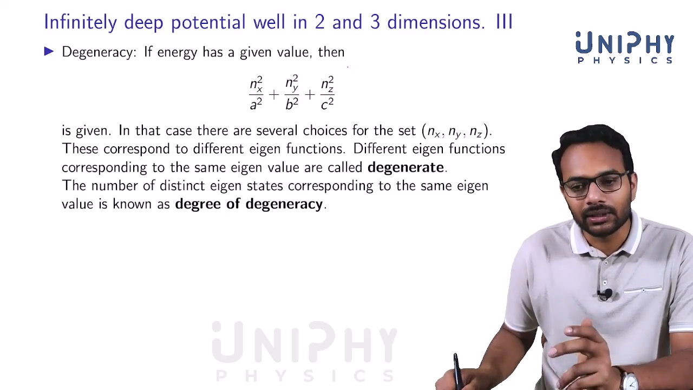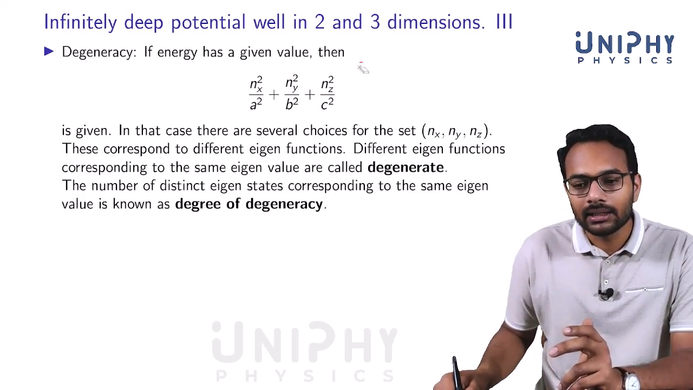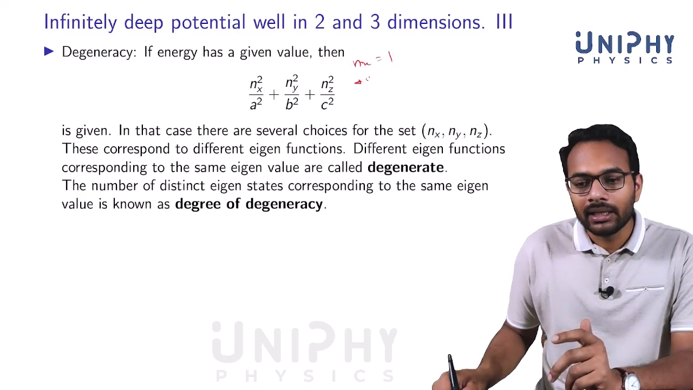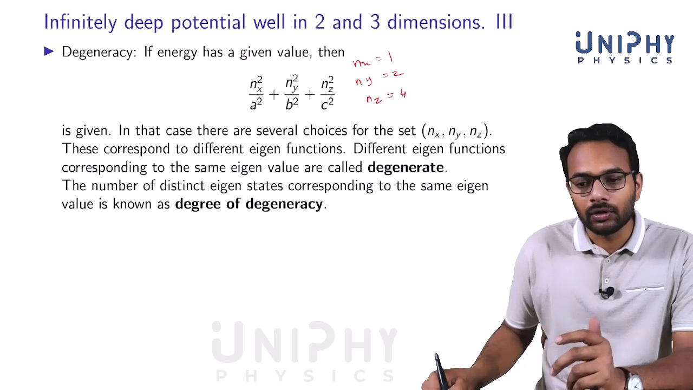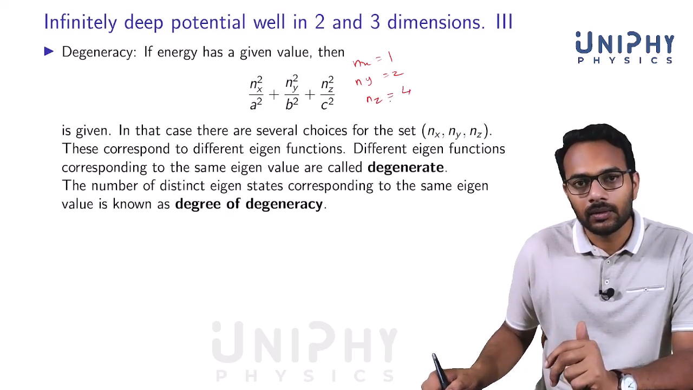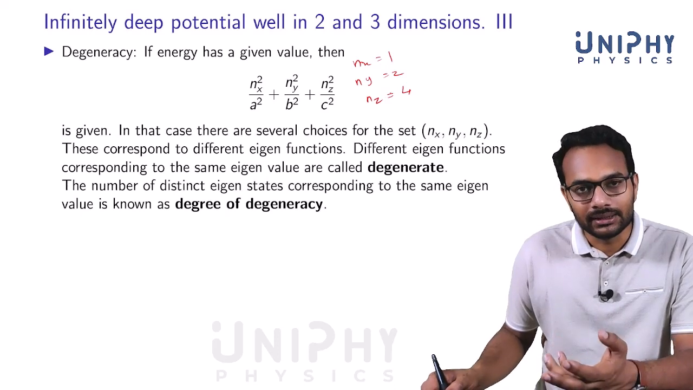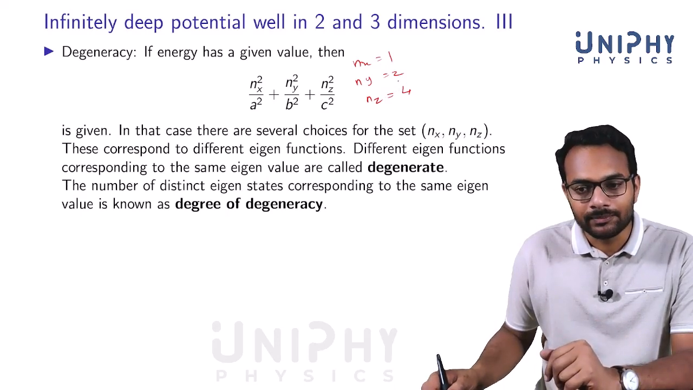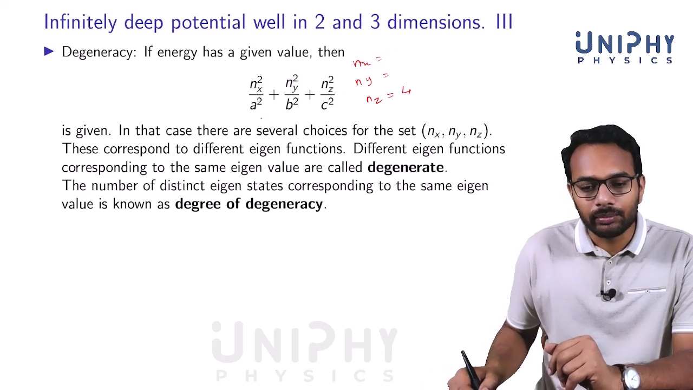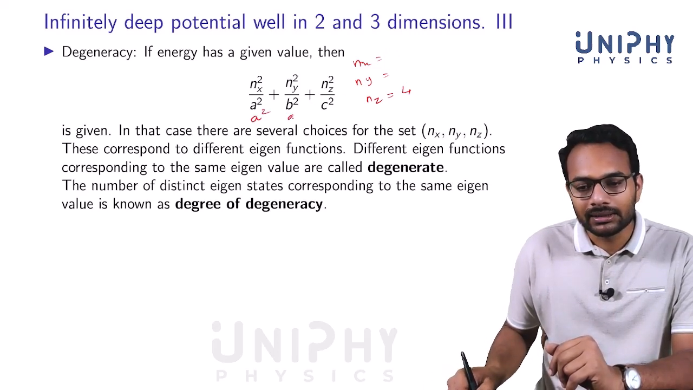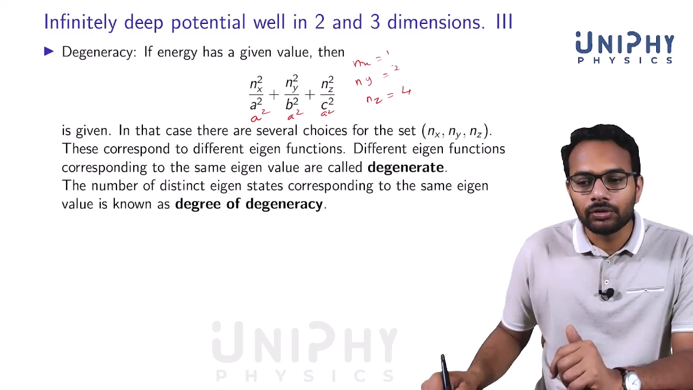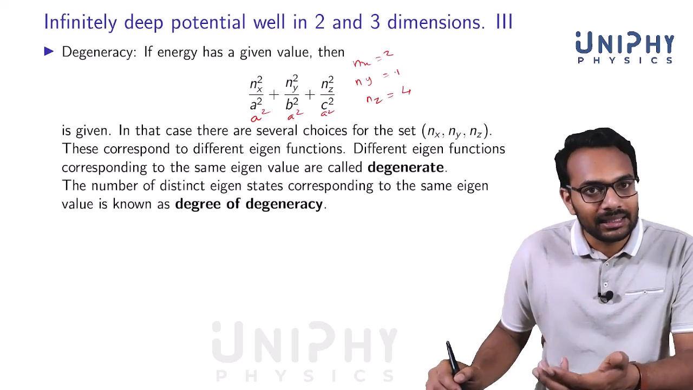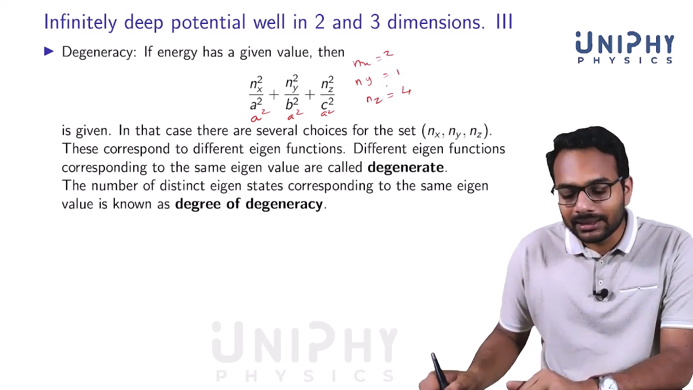If you interchange, for example, let's say nx equal to 1, ny is equal to 2 and nz is equal to 4 or something, this gives you a particular value for energy. And then you can get the same energy for a cubic box, for example. Let's talk about a cubic box, A equal to B equal to C. Even if you take nx equal to 2 and ny equal to 1, you will get exactly the same energy. Am I right? You will get exactly the same energy.